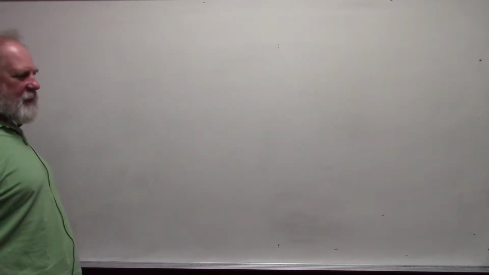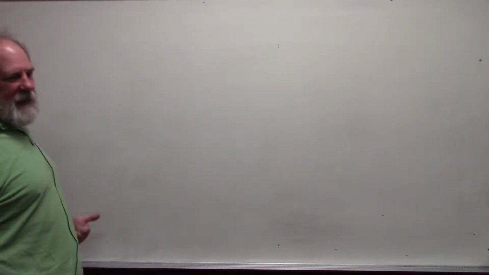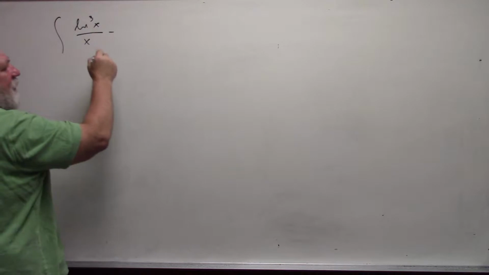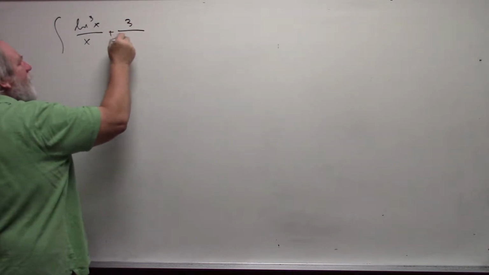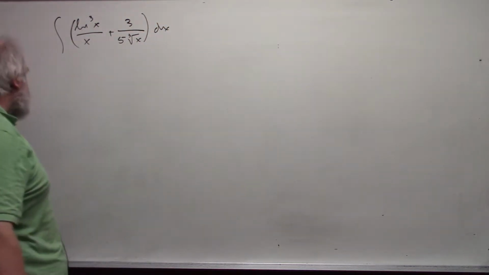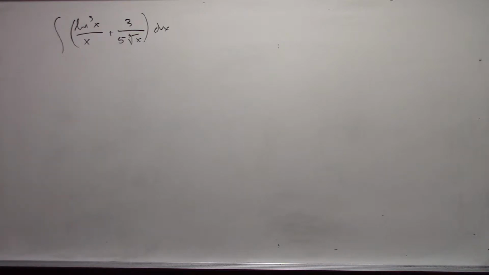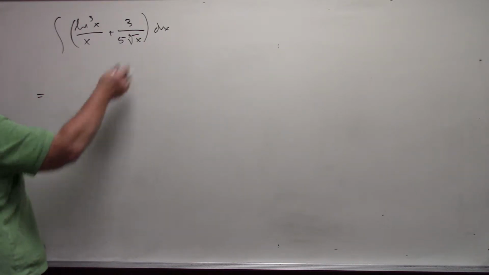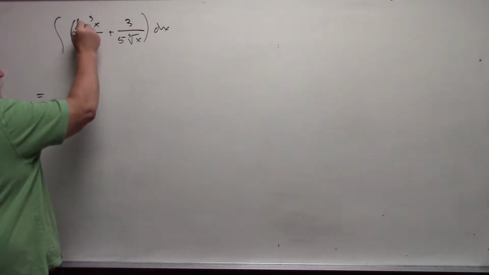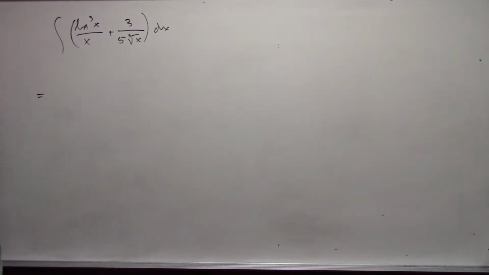Hello. Today's video involves more antidifferentiation or integration, and we're going to look at some examples that involve multiple methods all in the same problem. Let's start off with the integral of ln cubed of x over x plus 3 over 5 cube roots of x dx. Now, the second part of this you should recognize is just a basic power, and so we can use the reverse power rule. The first part of this, however, requires substitution.